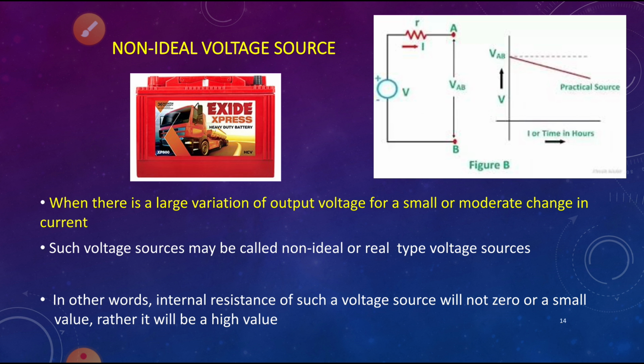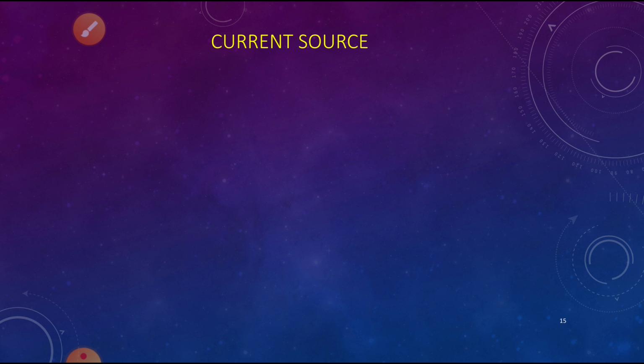Okay, now coming to the current source. What we have seen? The voltage source, ideal voltage source, non-ideal voltage source. Ideal voltage source, what is the ideal? It maintains its terminal voltage, output voltage, constant irrespective of variation of load current in the circuit. That is known as the ideal voltage source. Okay. Now, coming to the ideal current source.